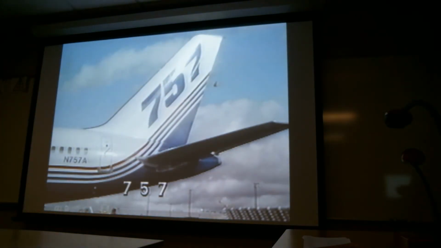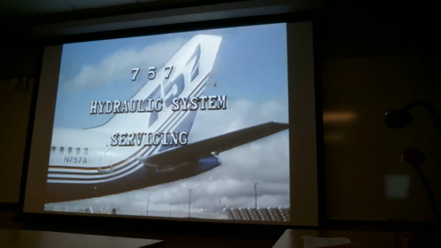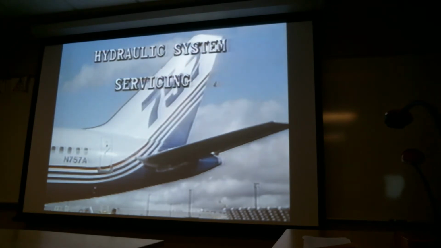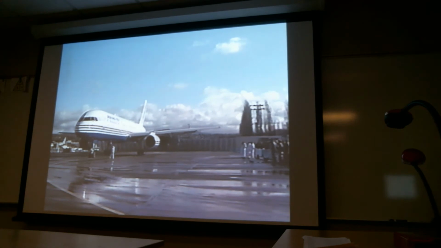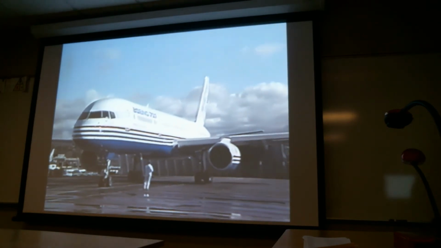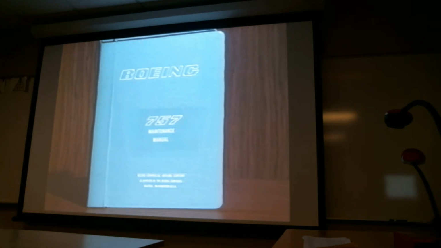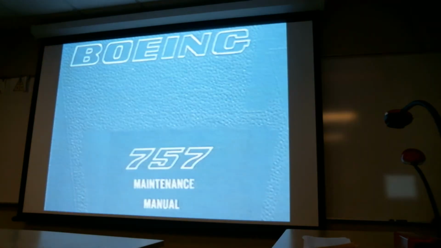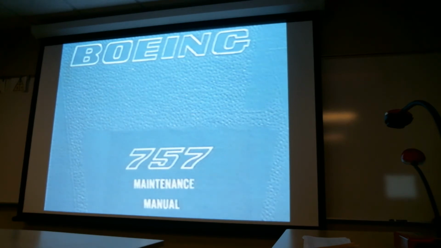This program will demonstrate the procedures for servicing the hydraulic system on the Boeing 757. It will show servicing of the hydraulic system from the ground servicing panel using the manual hand pump and the pressure fill port. It will also cover the removal of hydraulic fluid in an overfull condition. Hydraulic servicing procedures are covered in Chapter 12, Section 12 of the Boeing Maintenance Manual. Consult this chapter for all applicable warnings and cautions.